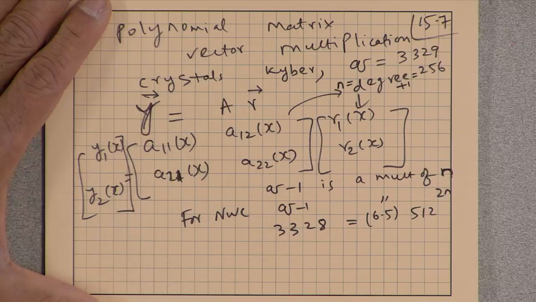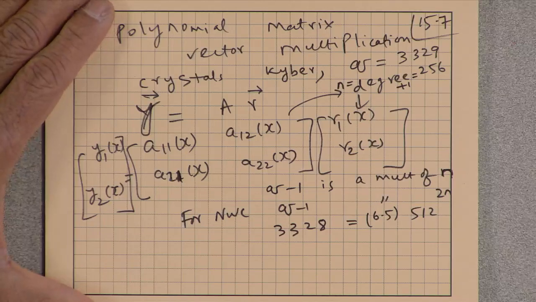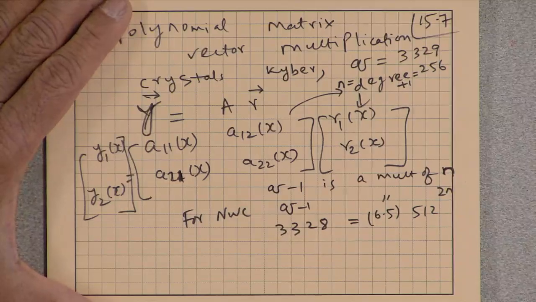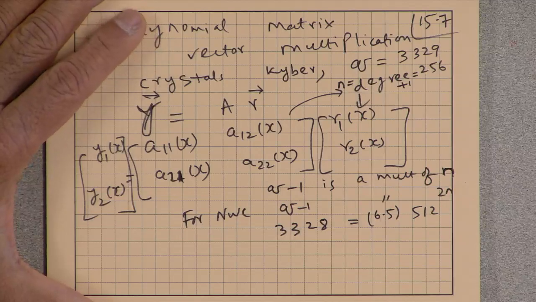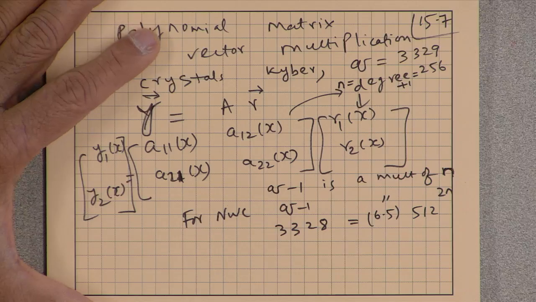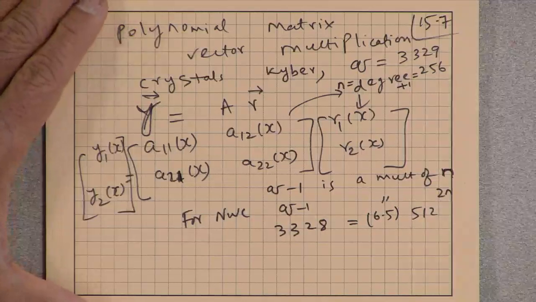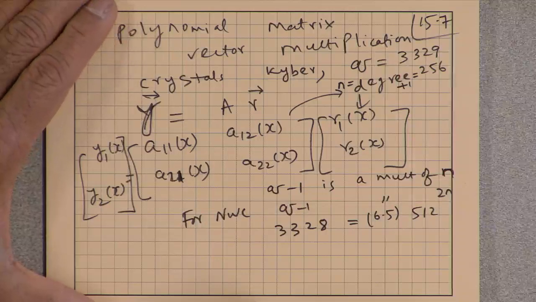So there are a few solutions. One solution would be to increase Q so that Q minus 1 is a multiple of 512. We could do that. But the other solution is, instead of using a 256-point NTT, we can just take the even and odd polynomials and compute using 128 points.